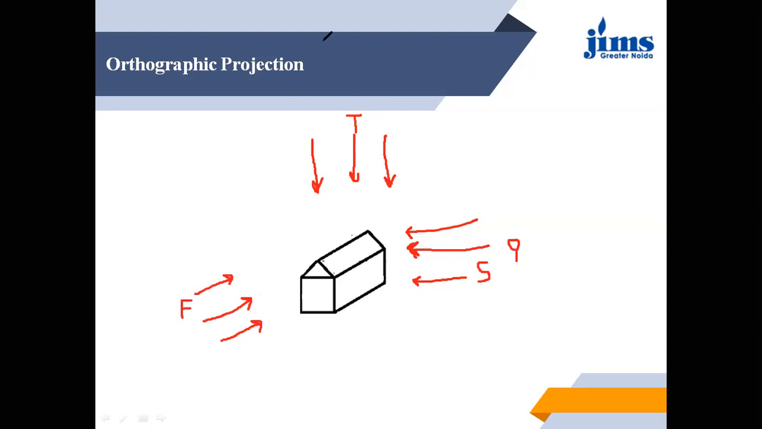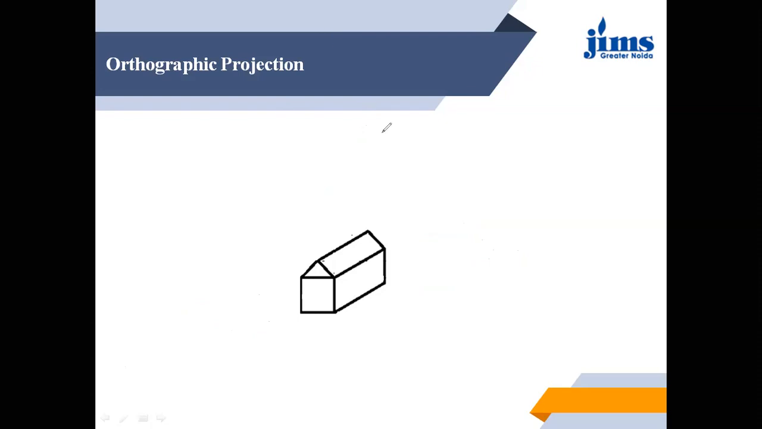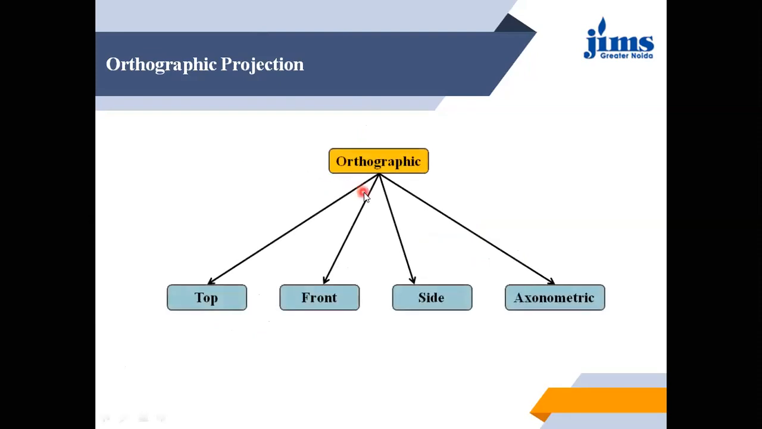In the last slide, you can see once more from here that this is in orthographic. We have to discuss top, front, and side. Axonometric can again be divided into different types.